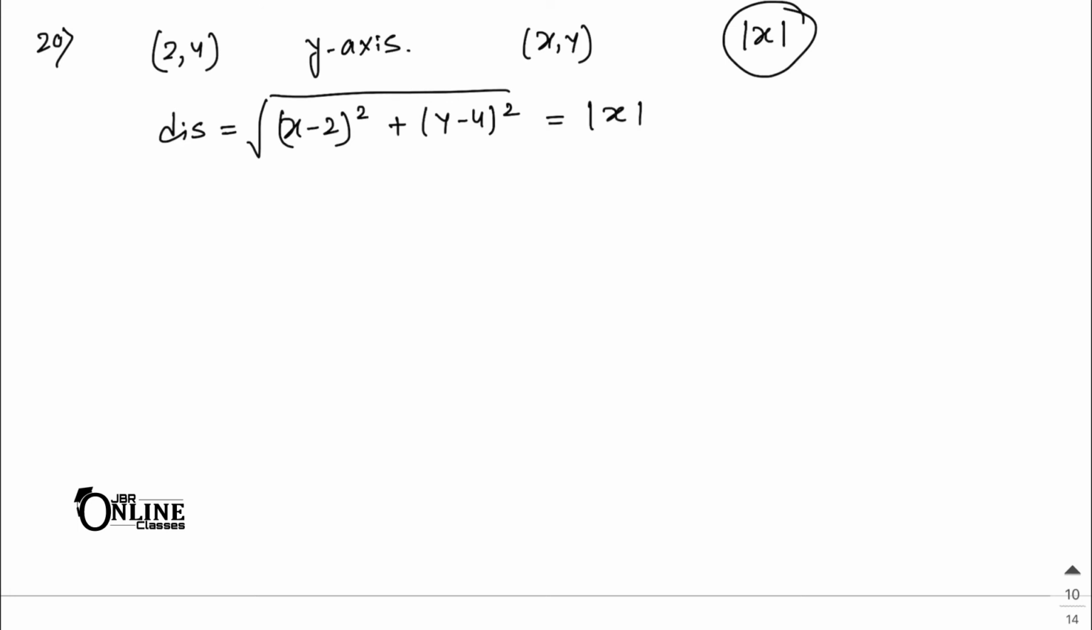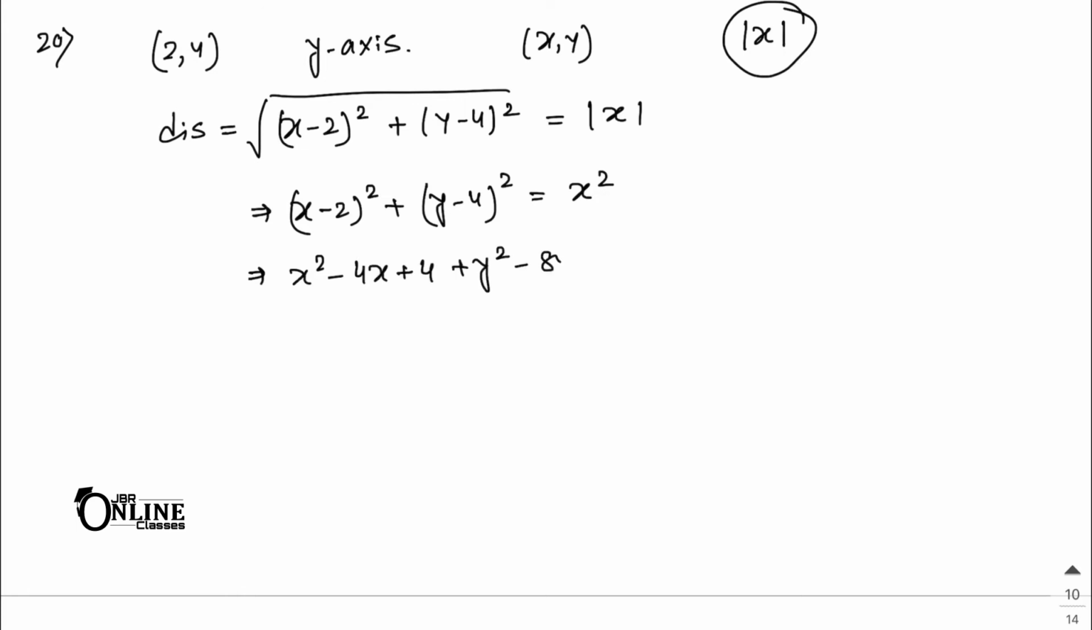Now the distance is mod x, so you can write this as equal to mod x. Now squaring both sides, (x minus 2) whole square plus (y minus 4) whole square equals x square. In the next line, x square minus 4x plus 4, then y square minus 8y plus 16, equals x square. So x square cancels out: y square minus 8y, then minus 4x plus 20 equals 0. So this is the locus of all the given points.